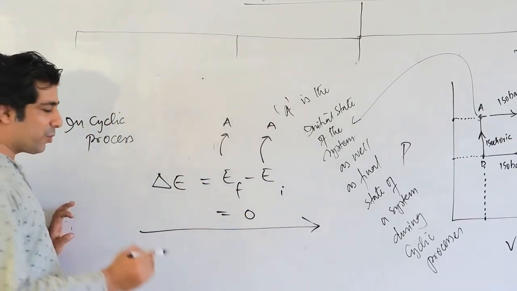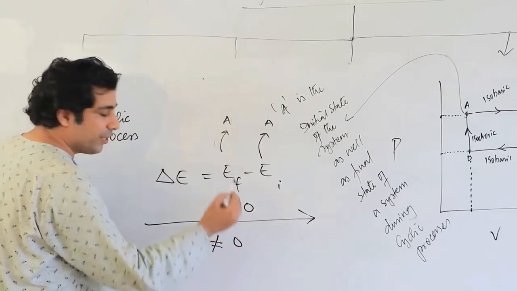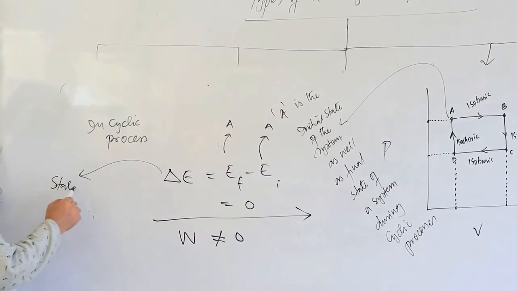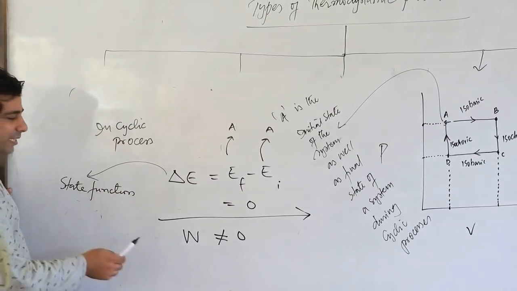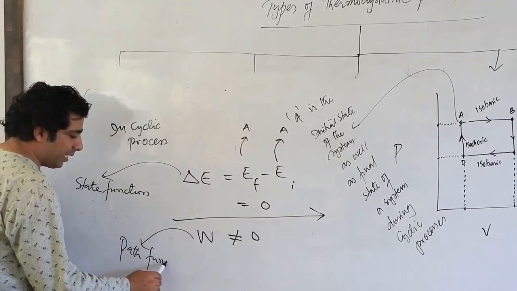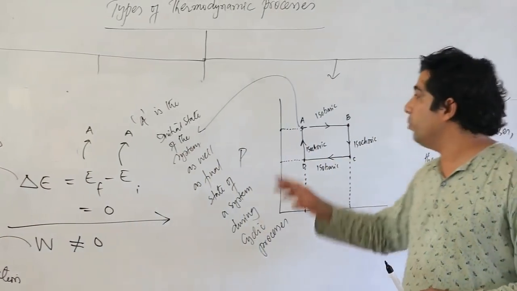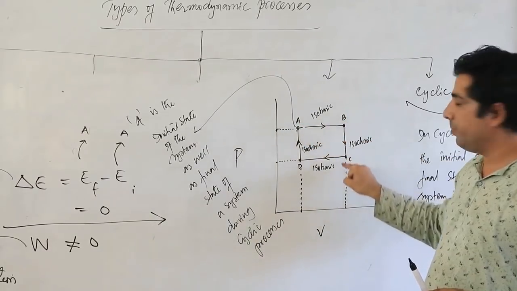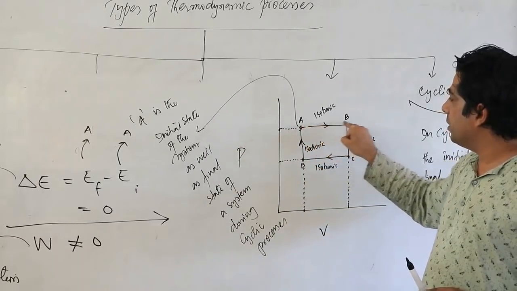Yes? But now if you talk of work, work is not 0. Why? Because look here, internal energy is a state function. It depends upon the initial and final state of the system. But work is a path function. And work done is not 0. Why? Because let us suppose this process is moving. First of all, it covers from A to B, the distance, then from B to C, then from C to D, and then D to A. So it covers this path.